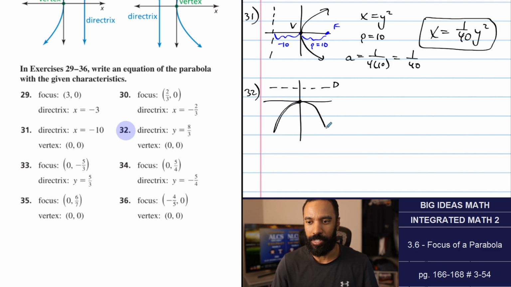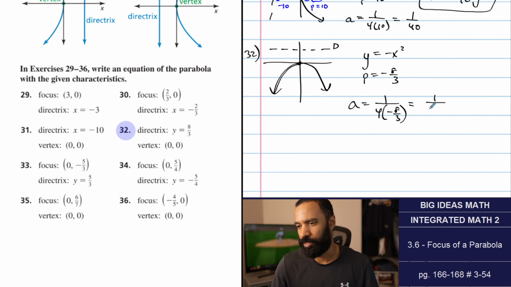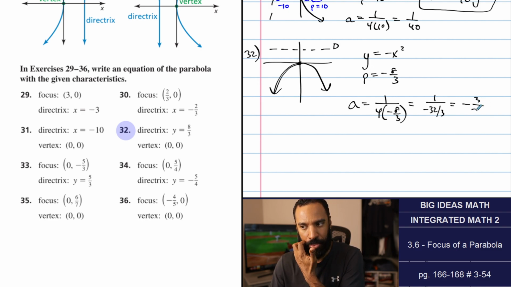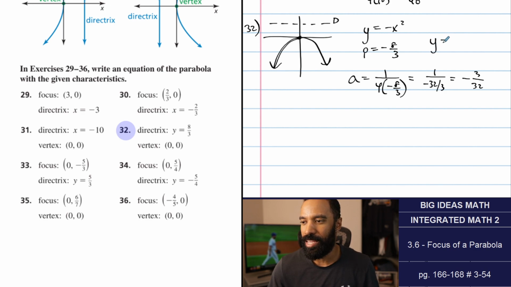This graph has to go downward to go away from there. This is a y equals -x squared equation. Now the directrix is 8/3 away from there. Your focus would be 8/3 the other direction. So your p-value is -8/3, and it is actually negative, just like the a value is going to be. So a is 1 over 4 times -8/3. That's your p. And that's going to be 1 over -32/3. So that's -3 over 32. So, okay, that's your a value. So your equation will be y equals -3 over 32x squared.